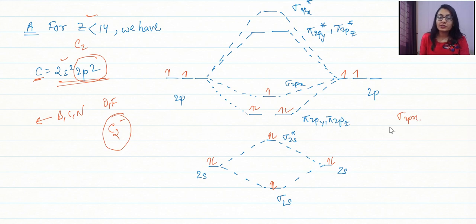Now in the question the options are given, basically the electronic configuration of the orbitals. I'm just directly taking from sigma 2s star, so both of them are equally filled. Then comes pi 2py, pi 2pz, both having 2 electrons, and then comes sigma 2px having only 1 electron. So this is the series. Now let's check the options.